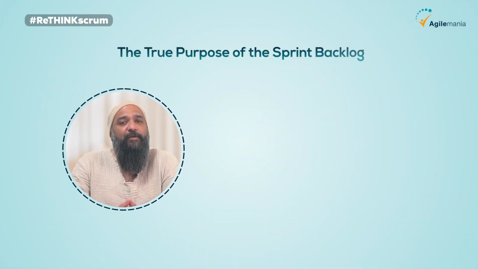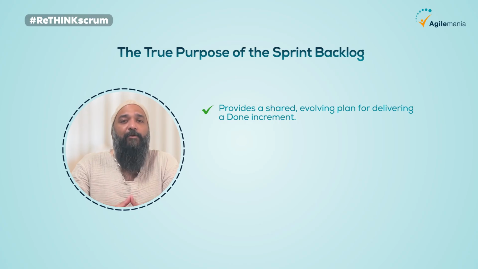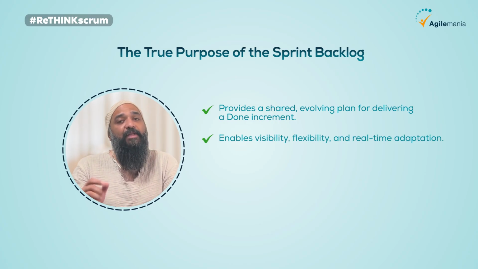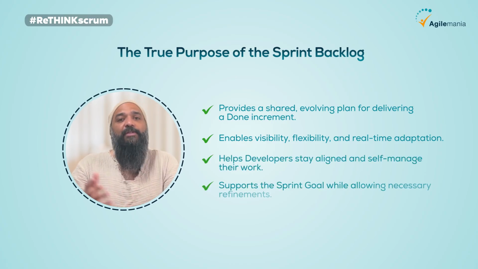The true purpose of the sprint backlog is a shared evolving plan for delivering a done increment. It ensures visibility, flexibility, and adaptation. It helps developers self-manage their work. It supports the sprint goal while allowing necessary refinements.